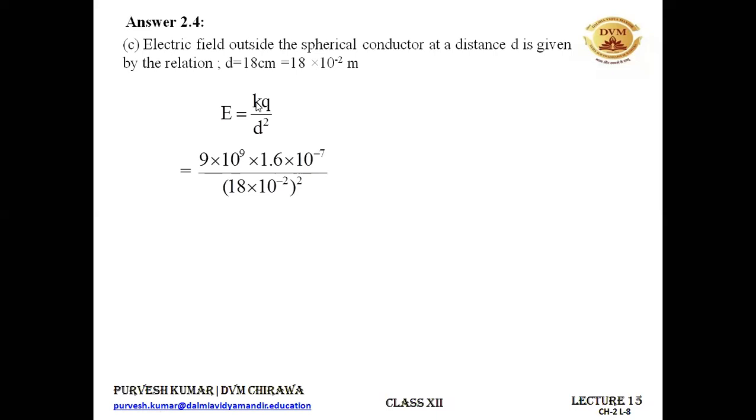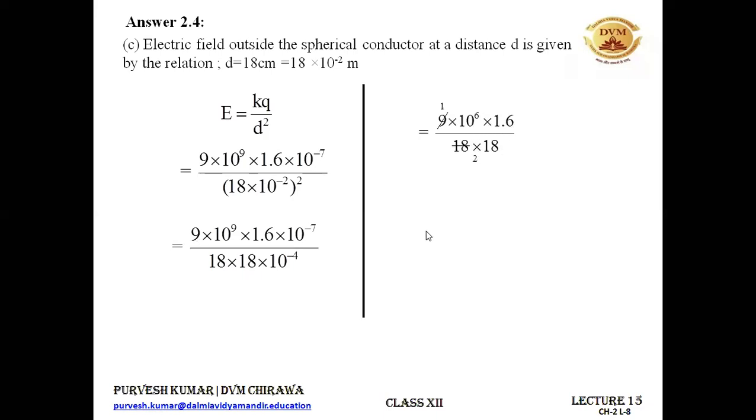After putting the values of k, q and d, the equation becomes like this. That is equal to 9 into 10 to the power 9 multiplied by 1.6 into 10 to the power minus 7 divided by 18 into 10 to the power minus 2 whole square. After solving it, we'll be getting like this. 9 into 10 to the power 9 multiplied by 1.6 into 10 to the power minus 7 divided by 18 multiplied by 18, because 18 square is there, multiplied by 10 to the power minus 4. Now you can solve this 18 with this 9. So you will be having like this.